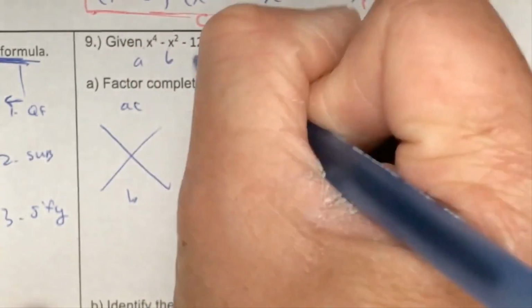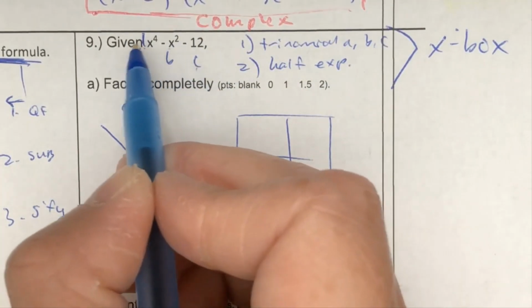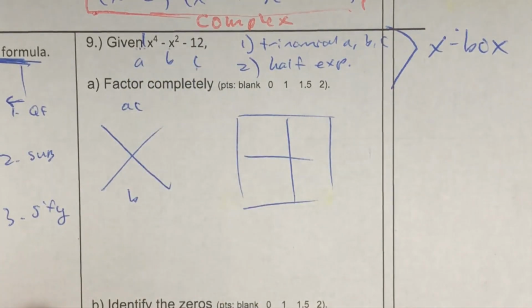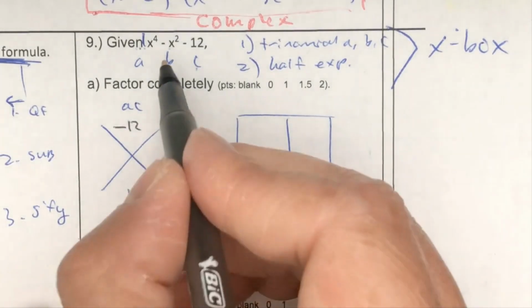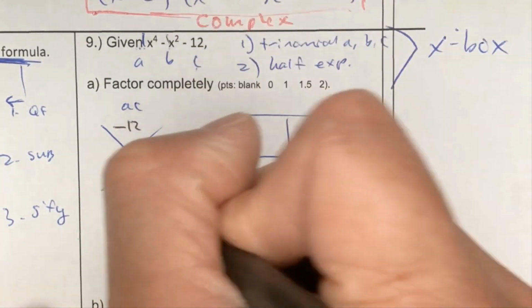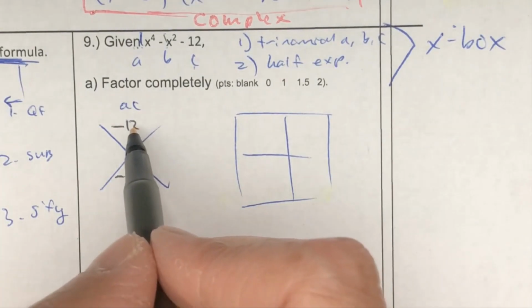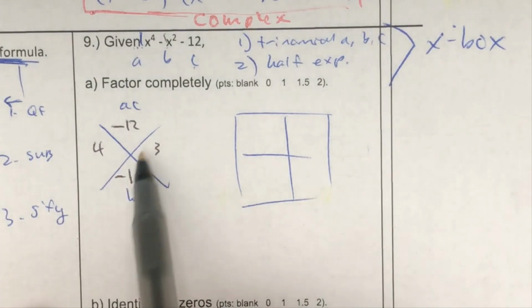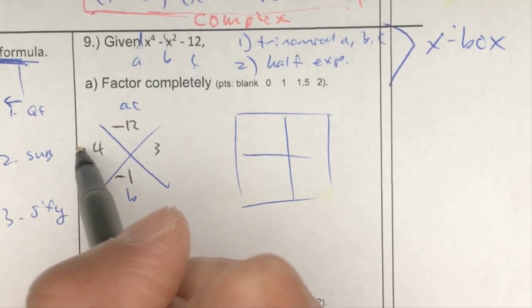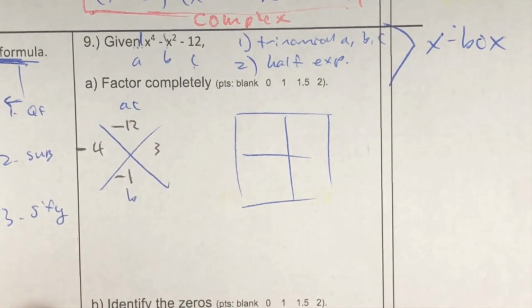Your A, B, and C, your A value is 1, so A times C, and 1 times negative 12 is going to be negative 12. And then my B value is going to be negative 1. Two numbers that multiply to be negative 12 are 4 and 3, and they need to add to be negative 1, so this one is going to be negative. Negative 4 times 3 is negative 12. Add those together and you get negative 1.